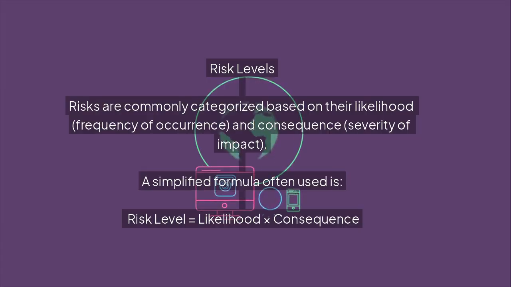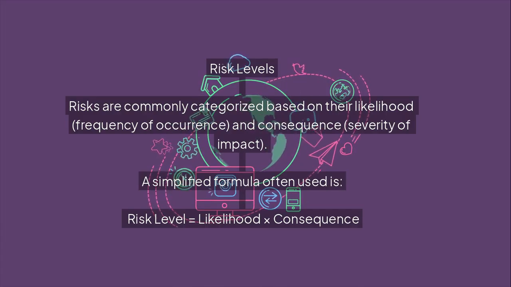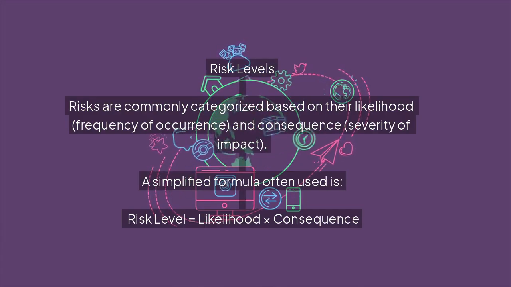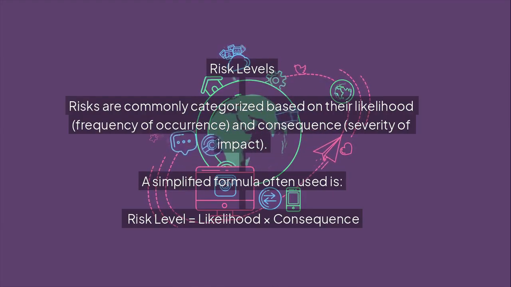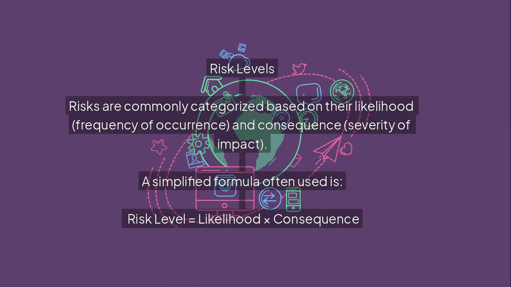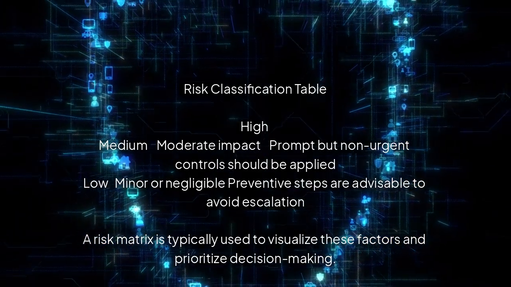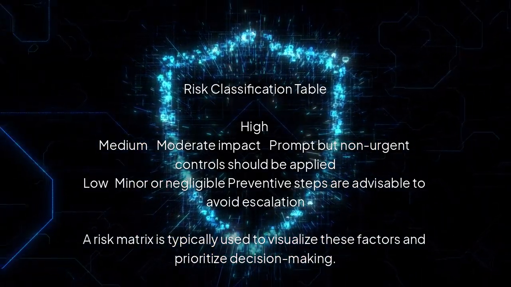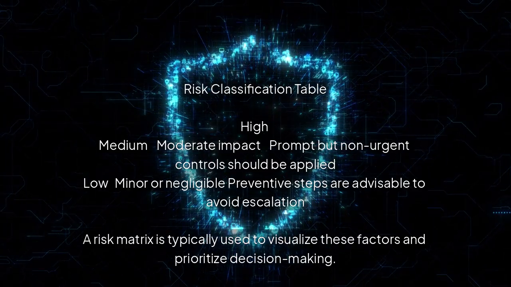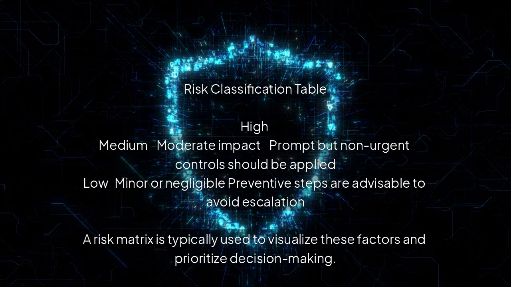Risk levels. Risks are commonly categorized based on their likelihood, frequency of occurrence, and consequence, severity of impact. A simplified formula often used is risk level equals likelihood times consequence. Risk classification table. High: immediate mitigation steps must be taken. Medium, moderate impact: prompt but non-urgent controls should be applied. Low, minor, or negligible: preventive steps are advisable to avoid escalation. A risk matrix is typically used to visualize these factors and prioritize decision-making.